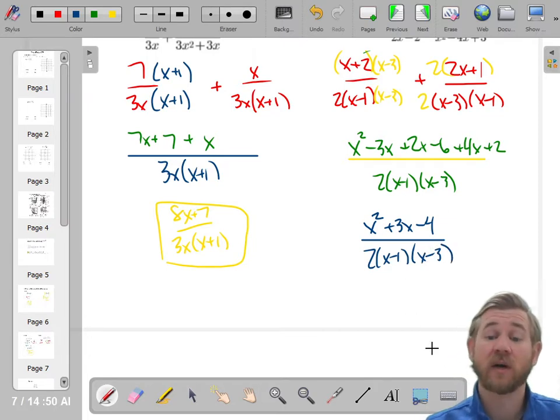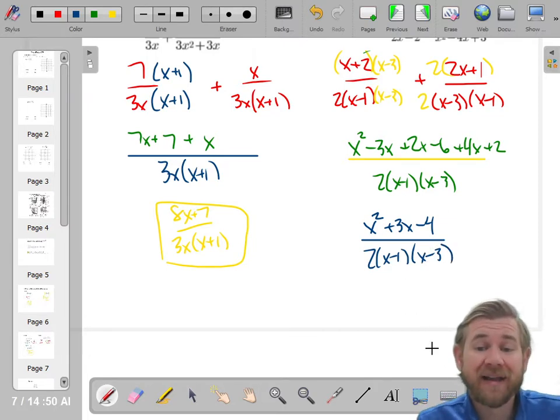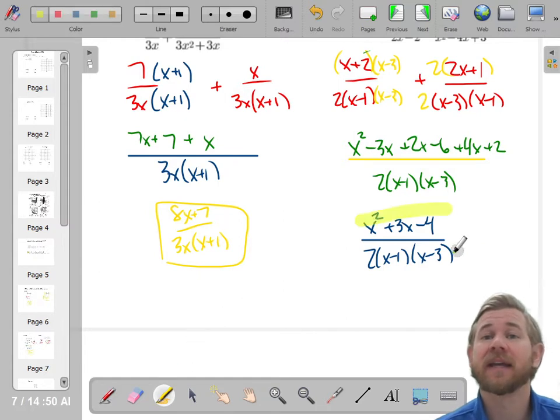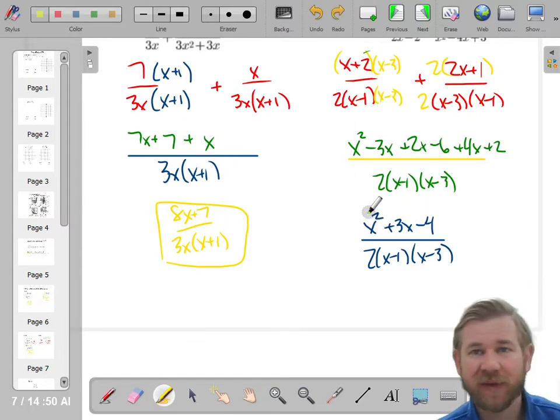Now, we've done this work. We've got this rational expression. But this might be factorable, and you need to check. Can you factor the numerator? Is there anything that multiplies to negative 4?